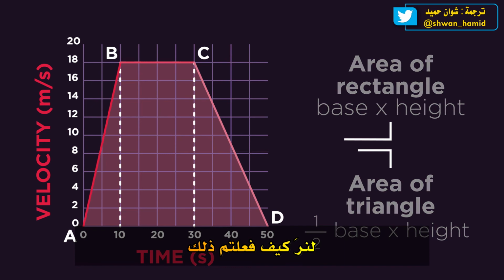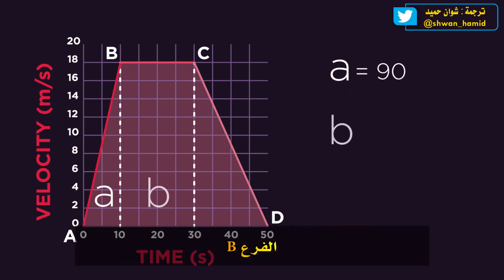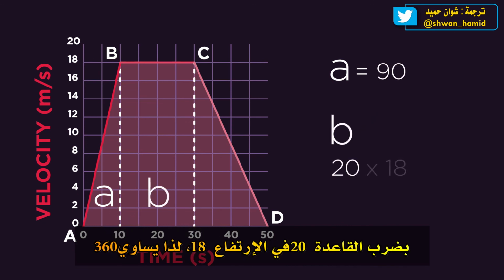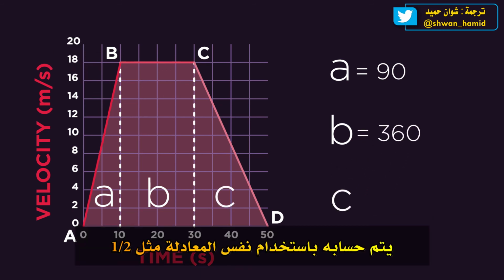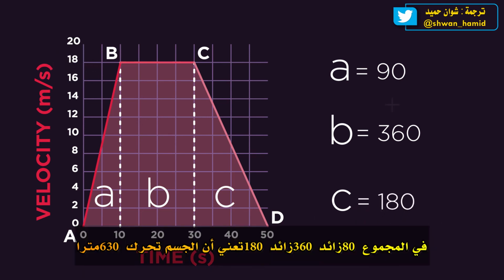Let's see how you did. Part A, a triangle, is calculated by multiplying half by 10 by 18, which equals 90. Part B, by multiplying base 20 by height 18, so 360. And part C is calculated using the same equation as half times base 20 by height 18, which equals 180. In total, 90 plus 360 plus 180 means the object travelled 630 meters.